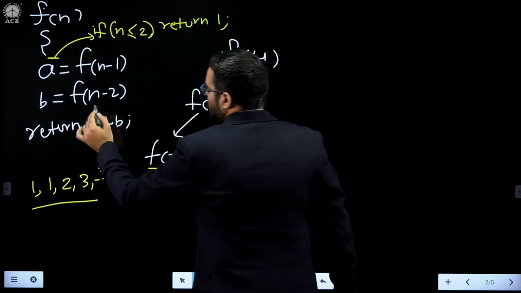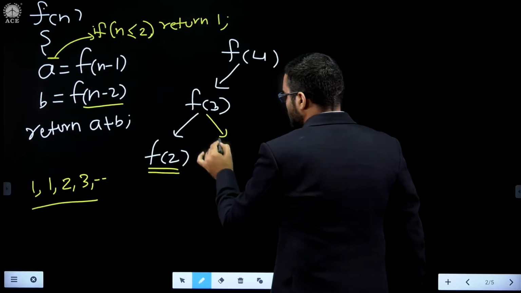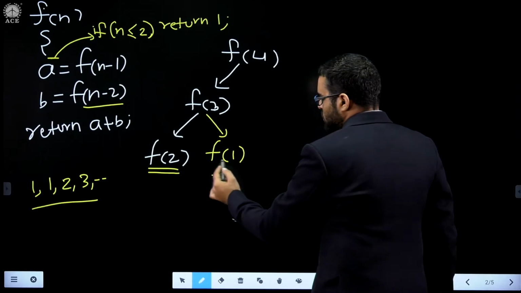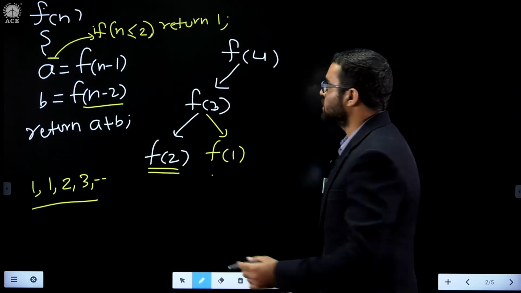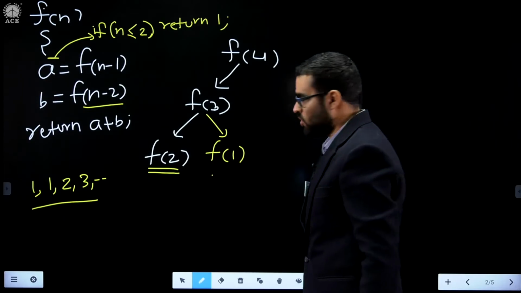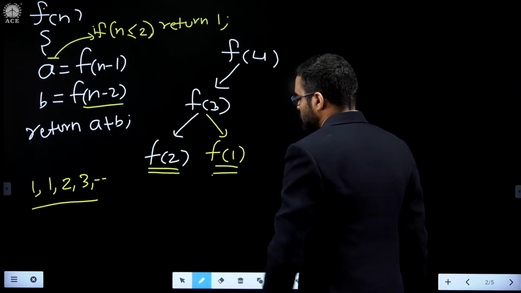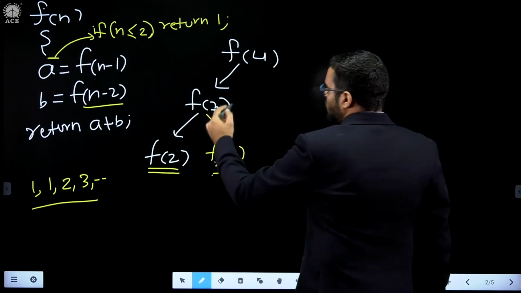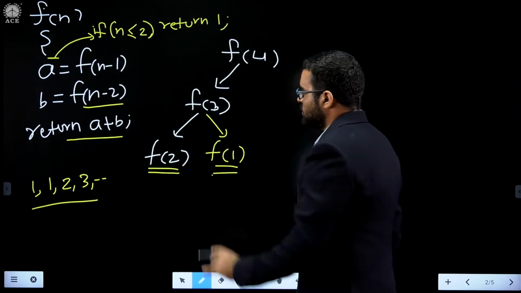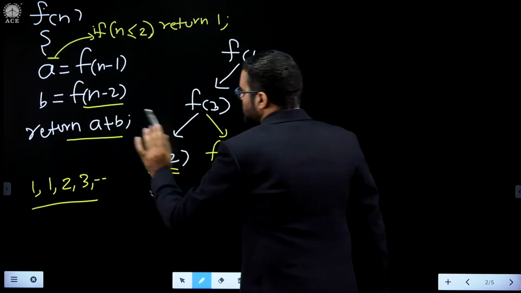So this f3 will now call f1. Then it will return, because f1 is equal to 1. You can see when n is less than or equal to 2, we simply return. So now this will also return. Next, this f3 will also return. What will be the value that f3 returns? That is a plus b.